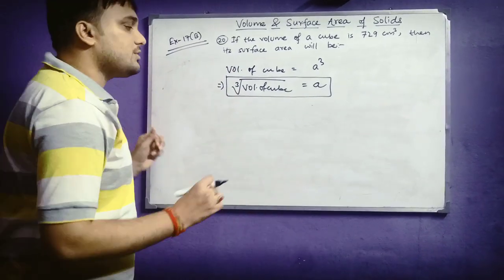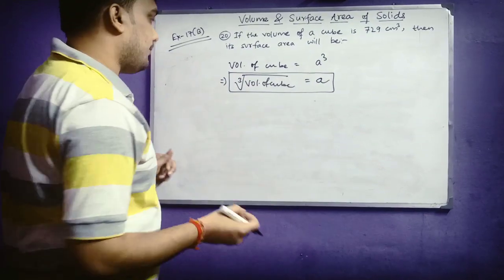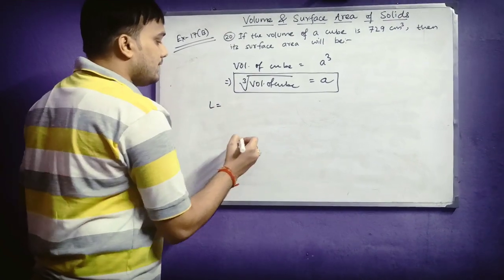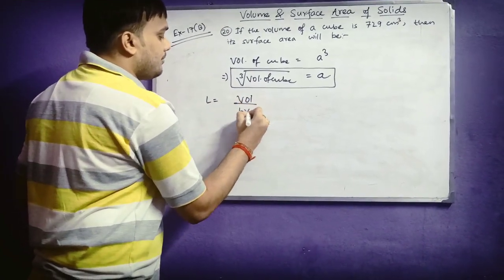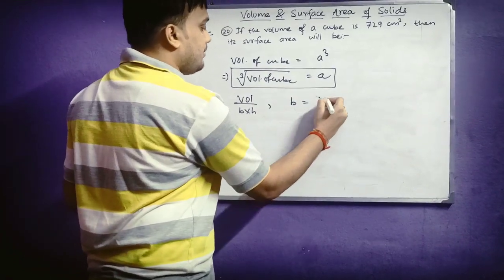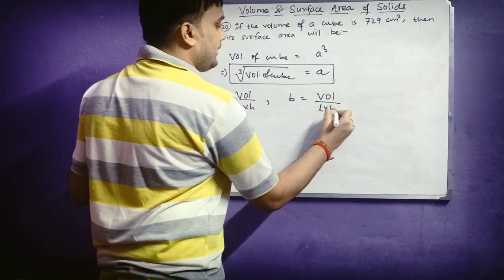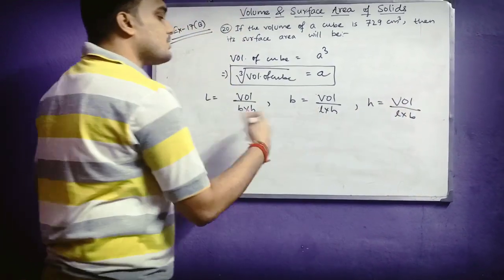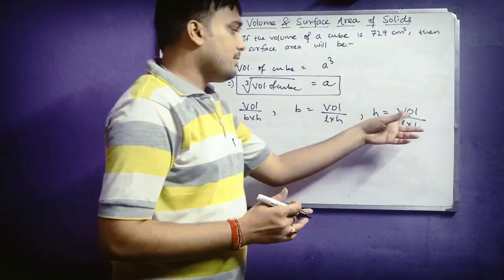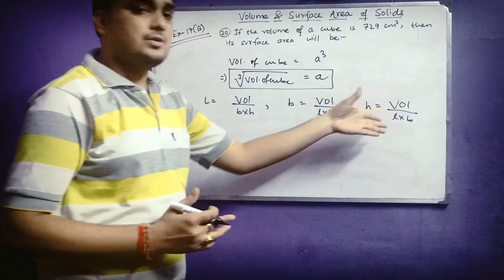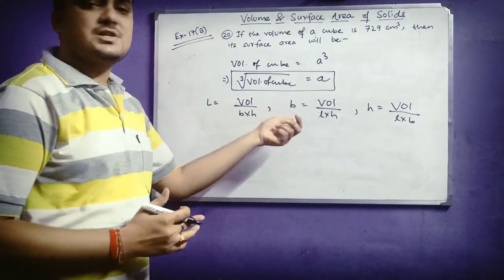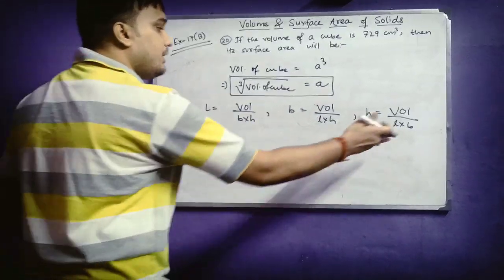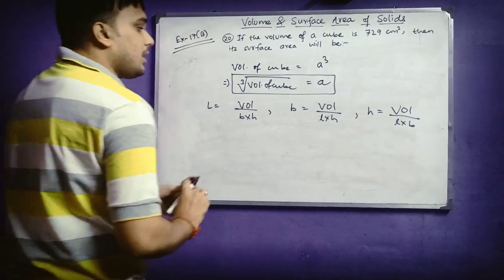A few more things you have to keep in your mind. Sometimes you have to find those also. If you are finding the length of the cuboid, it will be volume divided by breadth into height. If you are finding breadth, it will be volume divided by length into height. And if you are finding height, it will be volume divided by length into breadth. If you remember volume equals length into breadth into height, from there also you can directly get these. Any dimension unknown to you, you can find from that formula.